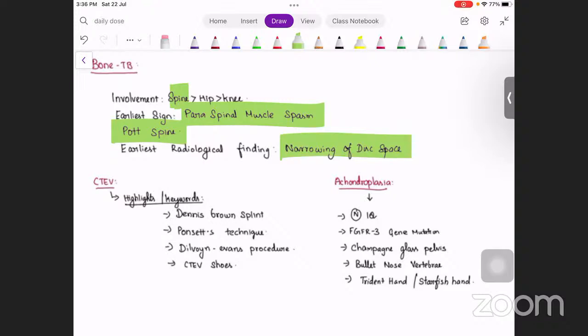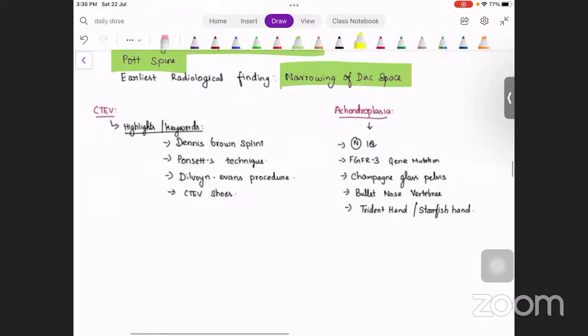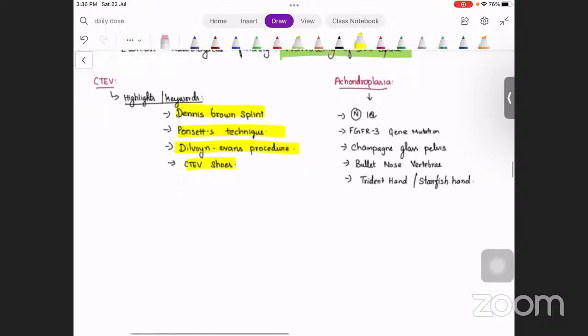Apart from that, we have CTEV, congenital talipes equinovarus. The important ones are the techniques: Denis Browne splint, Ponseti technique, Dillwyn Evans procedure, and CTEV shoes, which are the management strategy for CTEV. I'm not writing the important findings here, you know the CTEV, so I write only the management protocol: Denis Browne splint, Ponseti technique, Dillwyn Evans technique, and CTEV shoes.